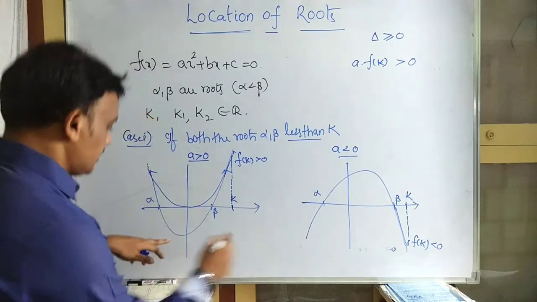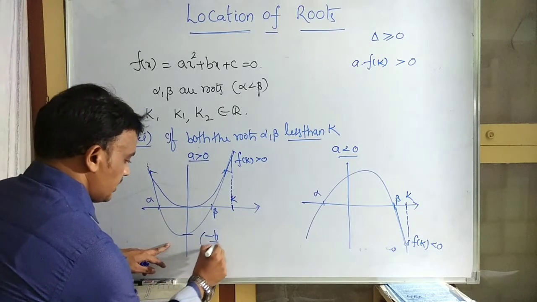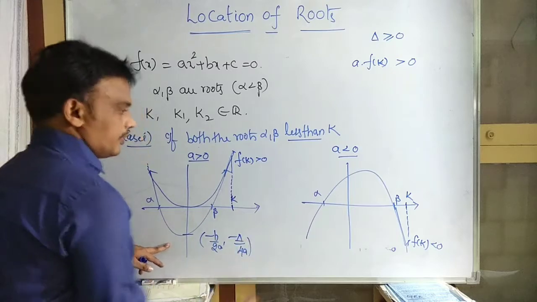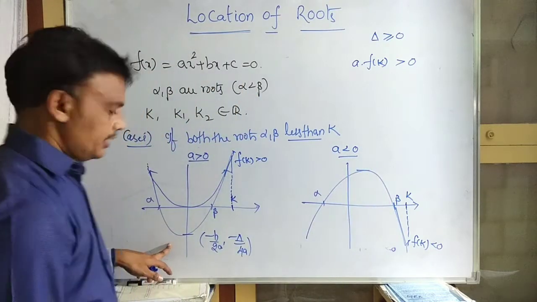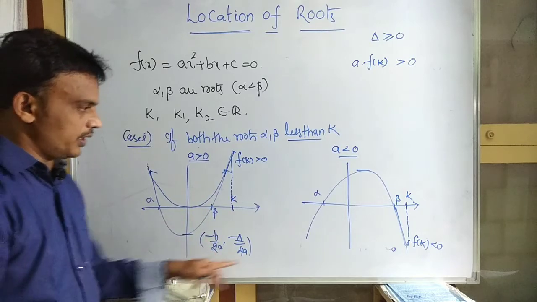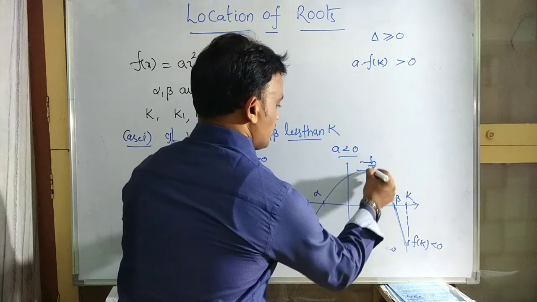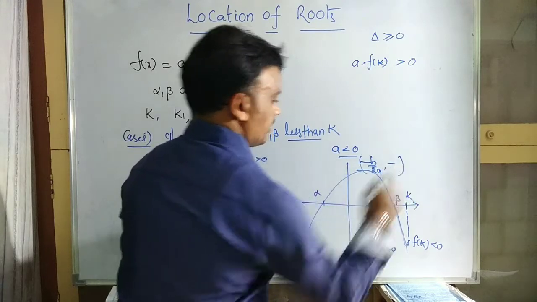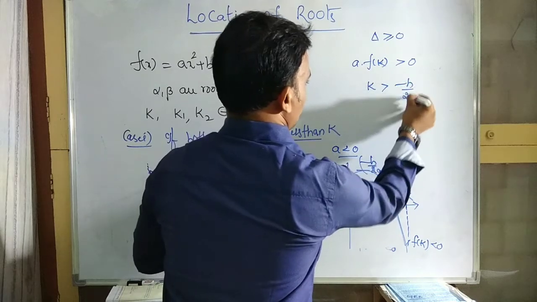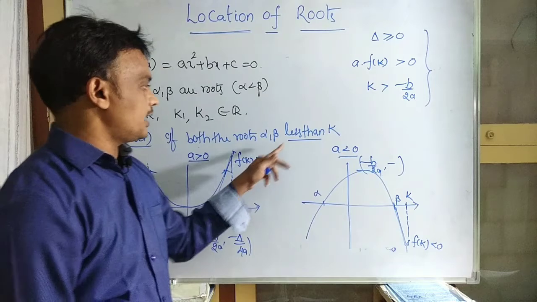And one more condition: this is the vertex, which is minus b by 2a, minus delta by 4a. Clearly k is greater than minus b by 2a. In this case also k is greater than minus b by 2a, the vertex and its y value. So here k is greater than minus b by 2a. So these are all the cases when both the roots are less than k.